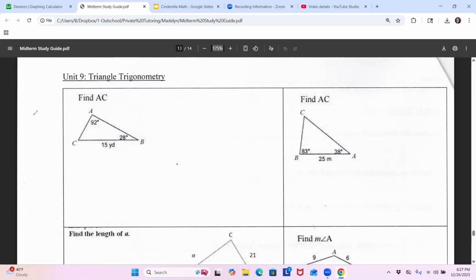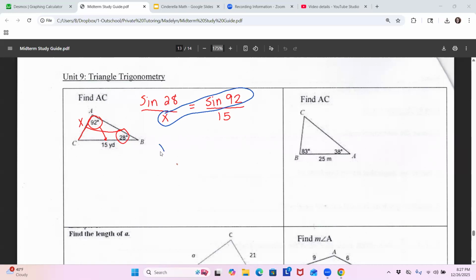Alrighty, starting, it's not numbered. So top left, it says find AC. So A to C would be right here. We're going to use law of sines. So here to here, we'll say sine 28 over X equals, and then we're going to use this one with this one, sine 92 over 15. Your fractions can be switched, like it could be X over sine 28 equals 15 over sine 92. That is fine. It doesn't really matter. I just like the angles on top.